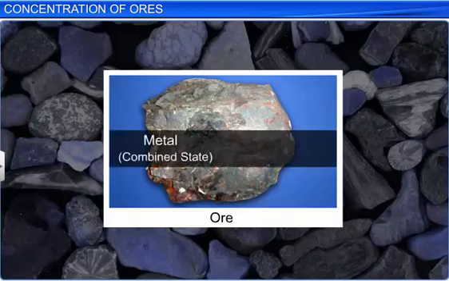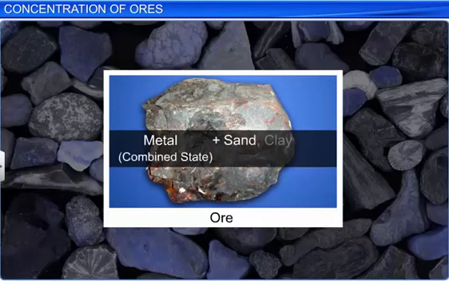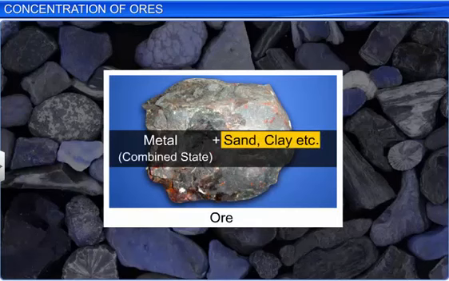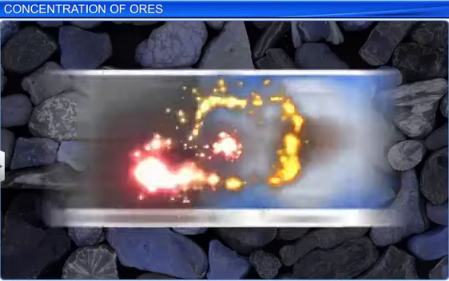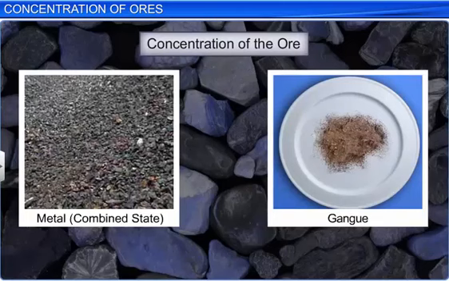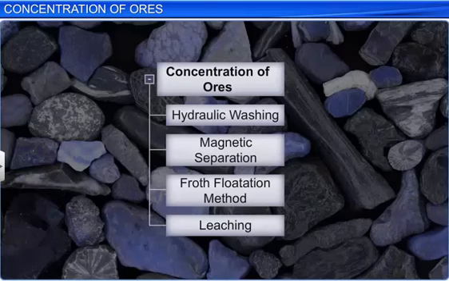An ore contains a metal associated with other unwanted substances like sand, clay, etc. These substances are collectively known as gangue or matrix. The process of separating gangue from an ore is known as concentration of the ore. It is also called dressing or beneficiation. Metals can be concentrated from their ores using any of these methods: hydraulic washing, magnetic separation, froth flotation, or leaching.